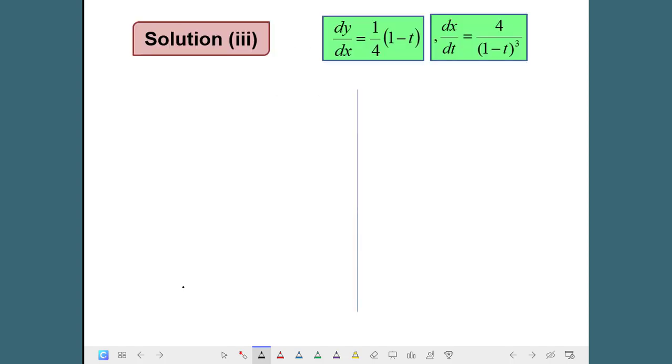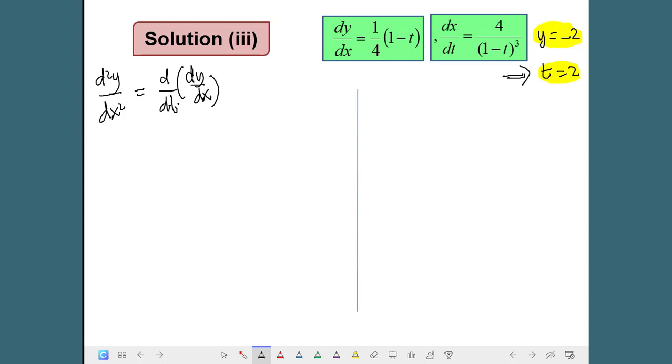Now we're going to find d squared y over dx squared when y is equal to negative 2. y equal to negative 2 implies that t is equal to 2. So now we're going to find d squared y over dx squared. The formula is: differentiate dy/dx with respect to t, times dt over dx.